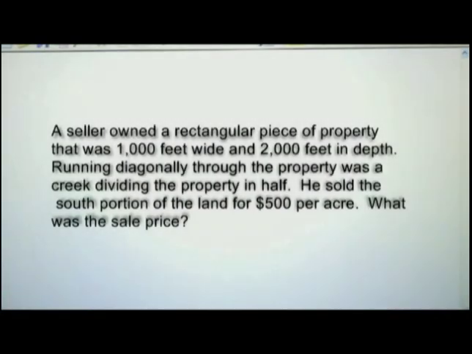A seller owned a rectangular piece of property that was 1,000 feet wide and 2,000 feet in depth. Running diagonally through the property was a creek dividing the property in half. He sold the half portion of the land for $500 per acre. What was the sales price? In order to figure this out, I need to remember that the area of a triangle is found by multiplying the base times the height and dividing it by 2.